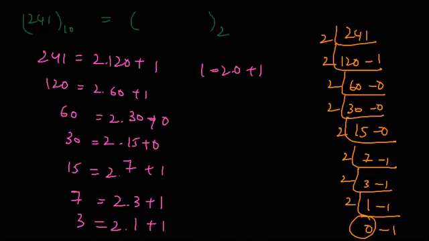Now let's go from here so we can look over here. We have to go from bottom to top. So 241 to the base 10 can be written as 11110001. So these are the conversions. We will continue the next in the next class.